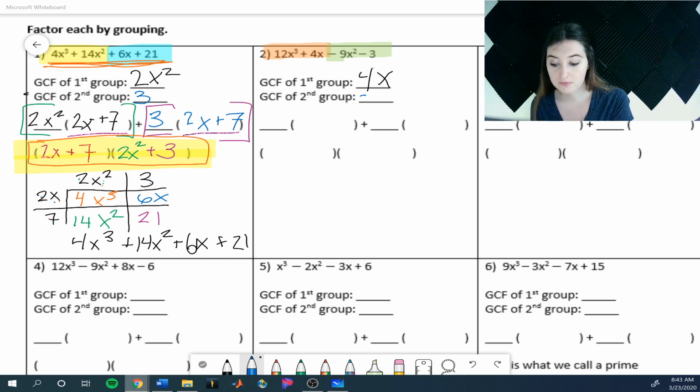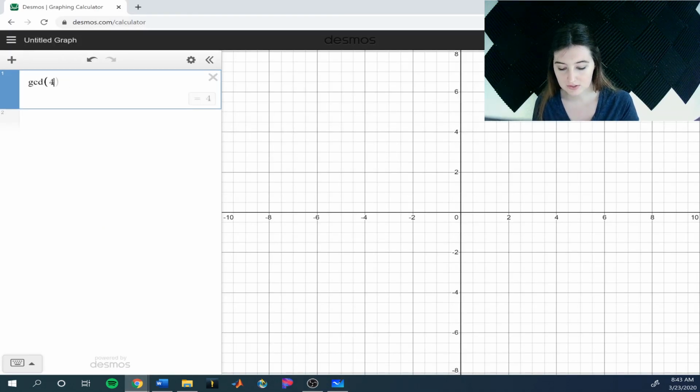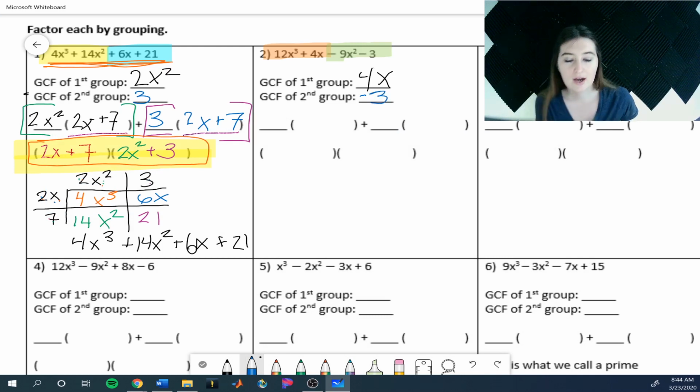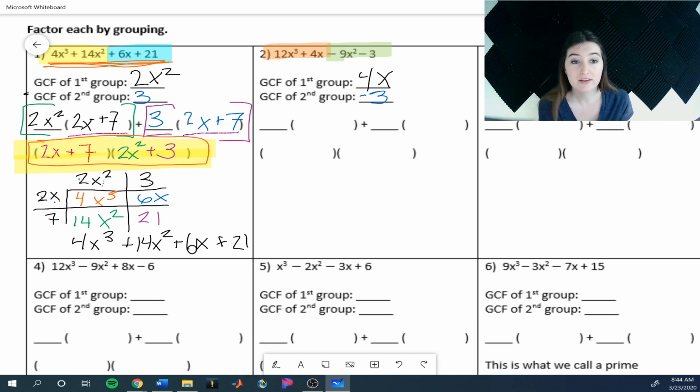If you don't know, Desmos is a great tool. Let's do 9, 3, and we've got 3. So I'm going to have a negative 3. That is my greatest common factor. Now I have x squared and nothing. Do they have any variables in common? No, they do not. So now I'm going to keep working just like my other problem, the one we just did. So I'm going to zoom in a little bit so that I can write it a little more clearly. Here we go.